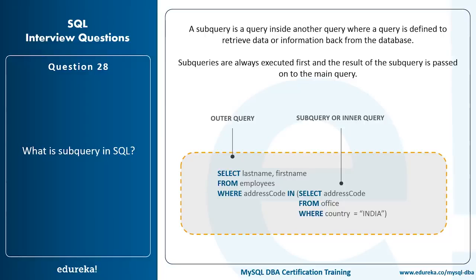So as you can see on my screen, I have an outer query inside which I have a subquery or an inner query. Basically, this query is assigned to retrieve data from the database, and this query will be executed first. If there are any errors in this query, then the complete query would not be executed. Only when the subquery is completely executed, then the outer query will be executed.